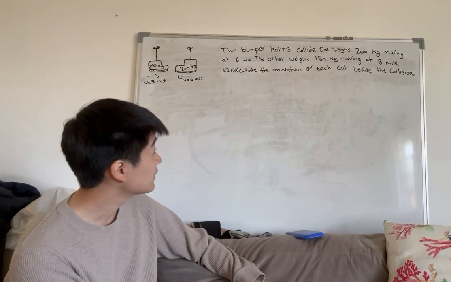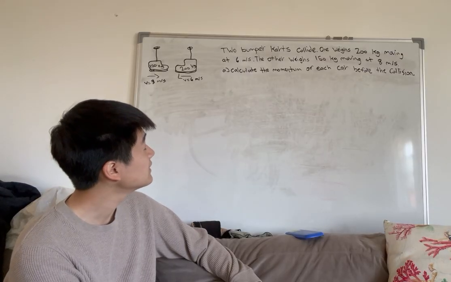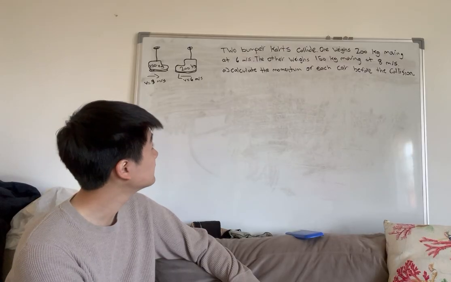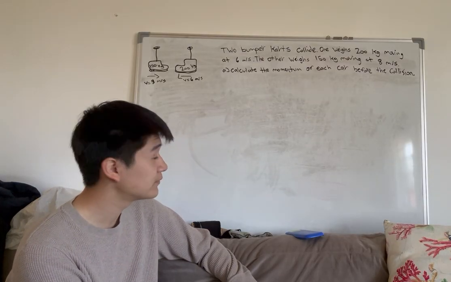Two bumper carts collide. One weighs 200 kilograms moving at 6 meters per second, and the other weighs 150 kilograms moving at 8 meters per second. A. Calculate the momentum of each car before the collision.